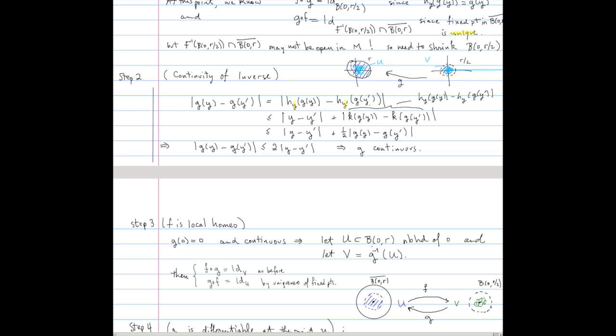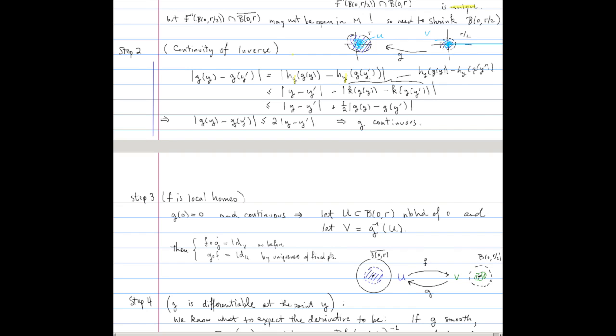We define U to be some neighborhood of the origin inside the open ball, so that it doesn't touch the boundary of this ball. And then V is defined to be G inverse of U. So now we have two open sets. G sends V to U, and F sends U to V. And now we can check the same properties, that they are indeed inverse. F composed with G is the identity on V because of the fixed point property, and G composed with F is the identity on U because of uniqueness. Uniqueness of fixed point is guaranteed in this closed ball. So that's how we obtain the fact that F is a local homeomorphism. We just needed to be a bit careful how to define this open set and this open set of the domain and codomain.